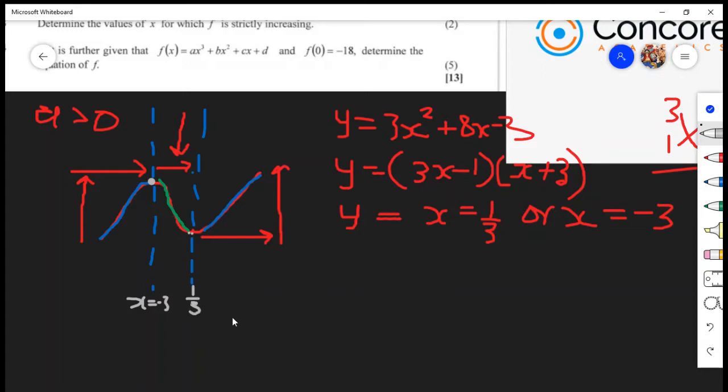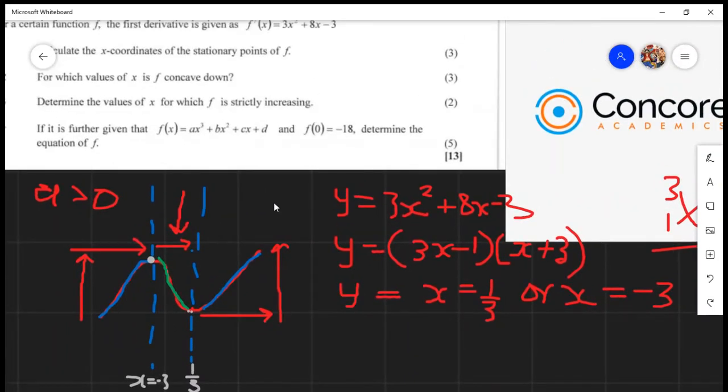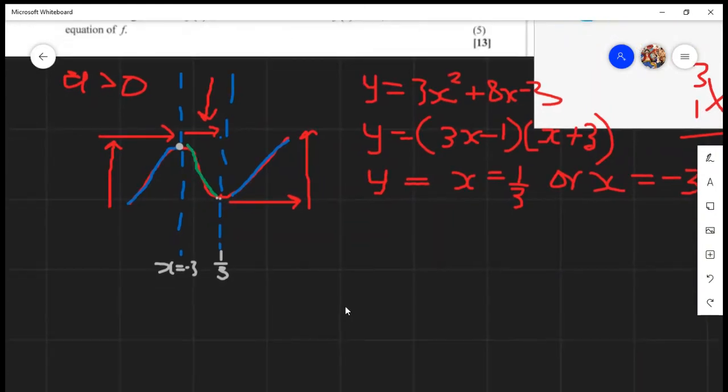So from there, our answer is just going to be read off the graph. Our question was, just to repeat the question, determine the values of x for which f is strictly increasing. So in this question, our graph is strictly increasing for the values greater than 1 over 3 and the values less than negative 3. Does everyone understand the explanation now?